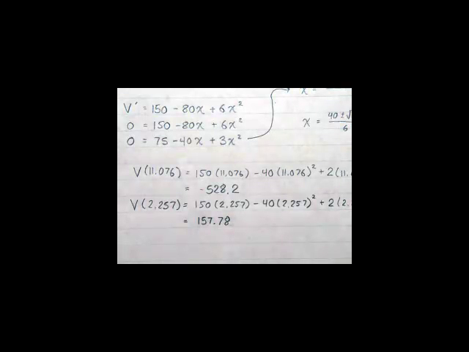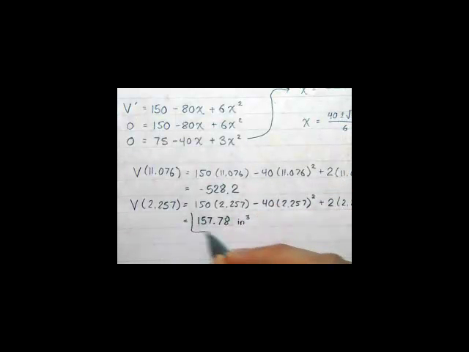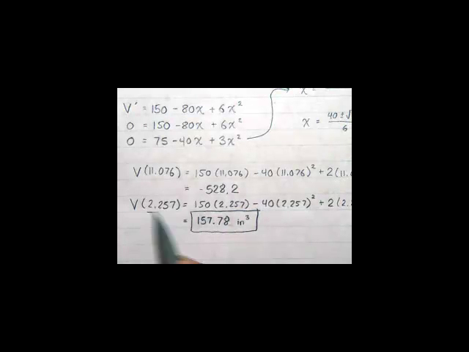Now, so what should be my units on this? It's 157.78 what? Inches cubed, because this is actually the volume, right? So if I take that piece of 10-inch by 30-inch cardboard, the largest box I could make would have a volume of 157.78 cubic inches, and I'd have to cut squares that are 2.257 inches on either side to do it. Okay. Yeah, go do that on your own.